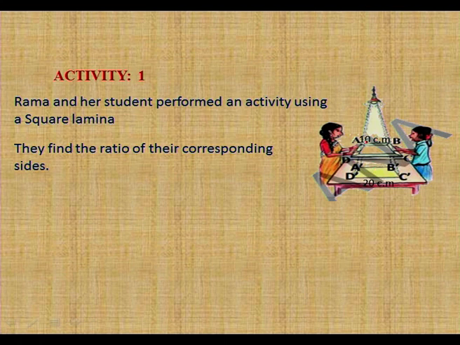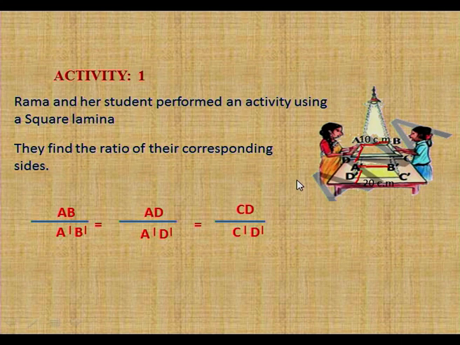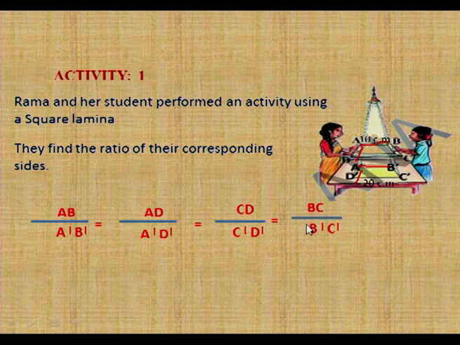And what they did, you know, this is the ratio: AB is 10 and A'B' is 20, AB by A'B', and again the next corresponding side AB, AD and A'D', and similarly CD by C'D' and BC by B'C'. What did they find? Yes, most certainly they are equal, therefore they are similar. And now I am going to start the chapter.